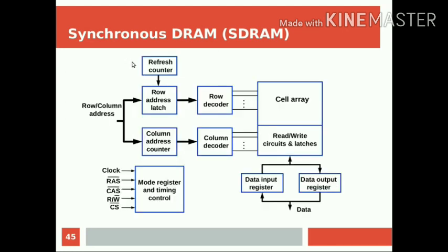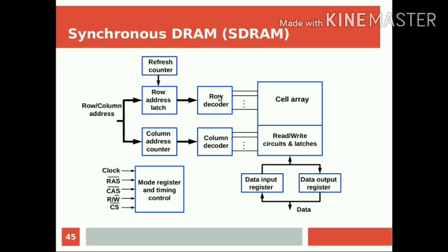This is the block diagram corresponding to synchronous DRAM. This is our cell array. There is a row decoder, column decoder, then read-write circuits or sense amplifiers, latches. Then the I/O lines are buffered by means of data input register and data output register. The data output register is used for outputting data. During the read operation, this register will be read. And the data input register is used for writing. Data to be written will be placed into this data input register.